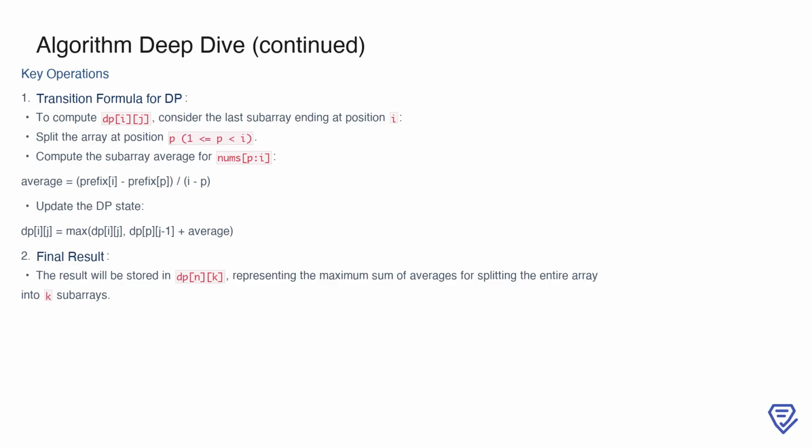Once this average is determined, we update the DP state by taking the maximum of the current value of DP[i][j] and the sum of DP[p][j-1], the best result for the previous j-1 subarrays, plus this new average. By iterating over all possible split points p, we ensure that DP[i][j] reflects the best possible sum of averages for splitting the first i elements into j subarrays. The final result is stored in DP[n][k], which gives the maximum sum of averages when the entire array is split into k subarrays.